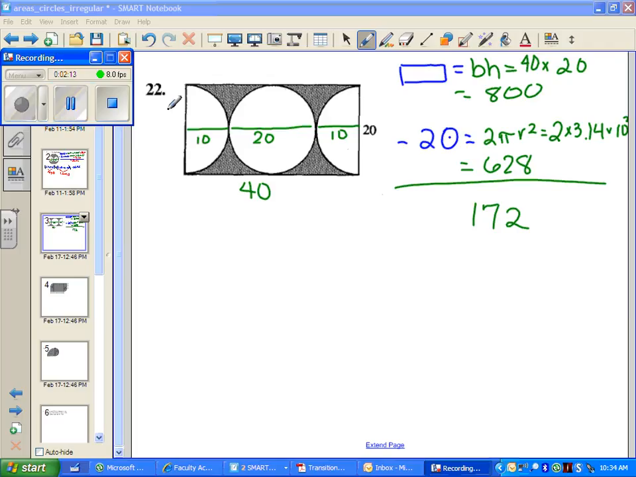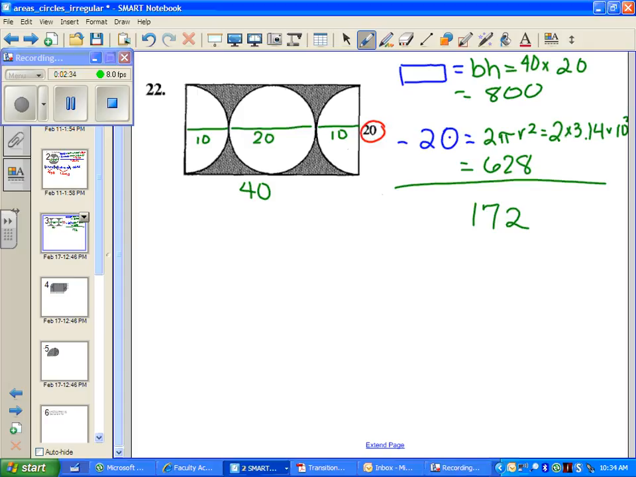Okay, so after you find the area of the rectangle, which is base times height, and the 2 circles, then you just subtract. Now to find the base, what we did was we figured out that the diameter of all these circles is 20, because over here we see 20, and that is the diameter of the circle as well as the height of your rectangle. So since our diameter is 20, the radius is 10, so we see a 10 here, a 10 here, and then this is 20. We add all that together to give us 40 as our base.